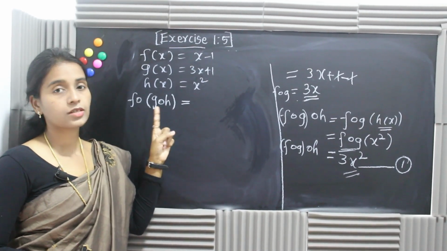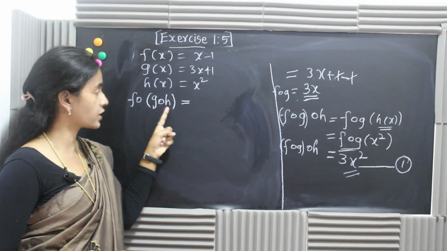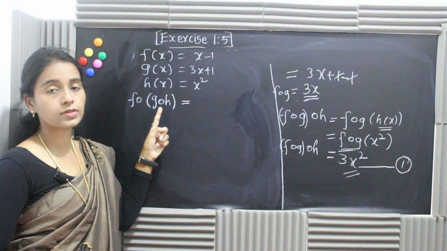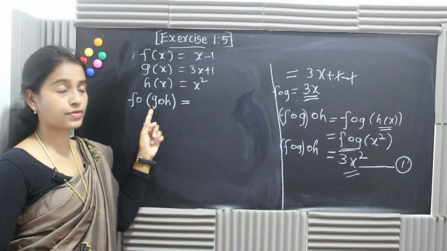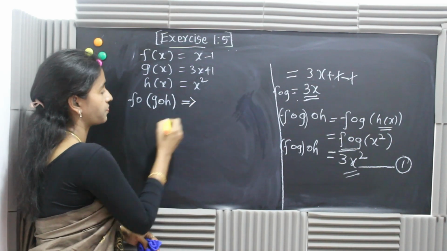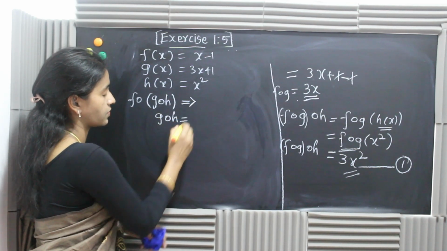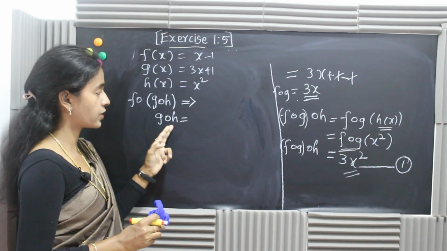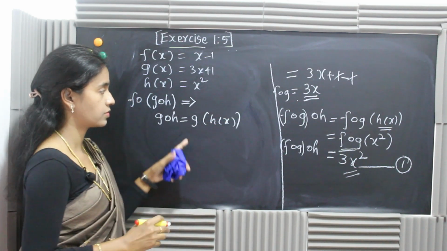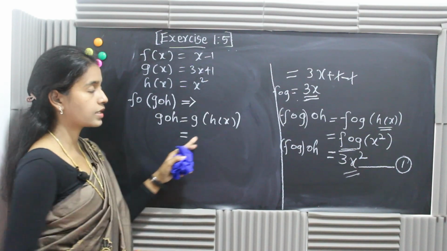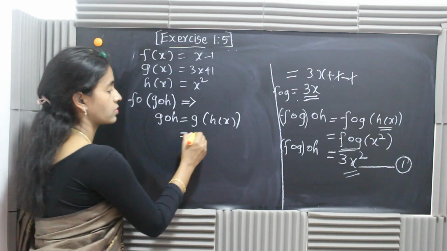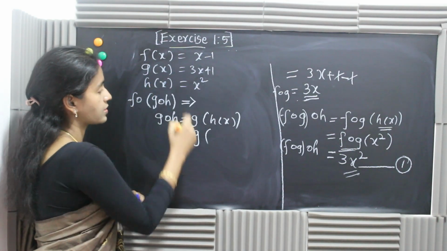For that, we have to solve g of h first. What is inside of the brackets? g of h, right? So we should find out the value of g of h first, and after finding that, we can do this one, f of g of h. So for this, I am solving g of h first. What would be the expansion of g of h here? g of h of x, right? Then, in this line, I should apply the value of h of x that is given in the question. So now, h of x is x square.